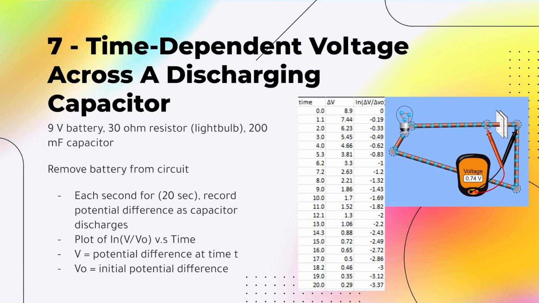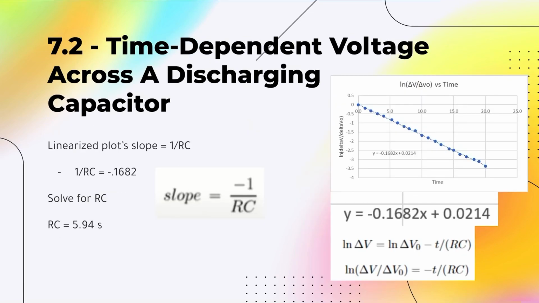We can do this by plotting a linear regression of the natural log of V over V naught, where V is the potential difference at time t and V naught is the initial potential difference. From the following equations, we can see that the slope of this plot is equal to negative 1 over RC. Therefore, we can solve for RC. My slope was negative 1.1682, therefore RC is 5.94 seconds.